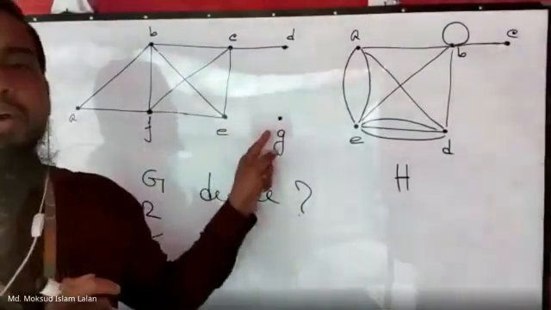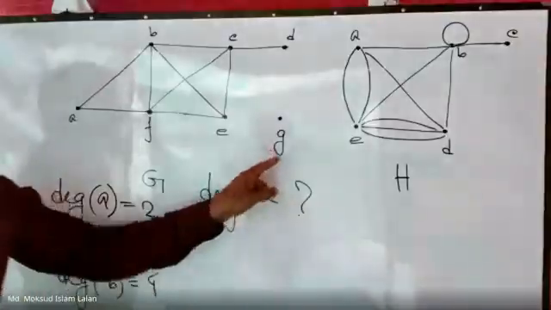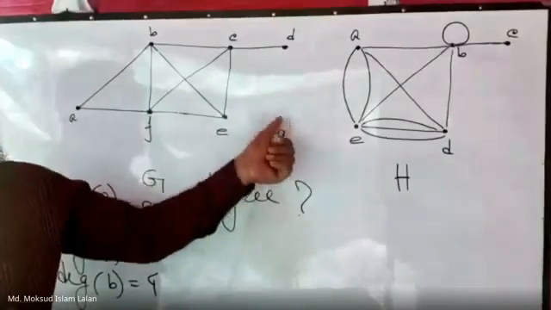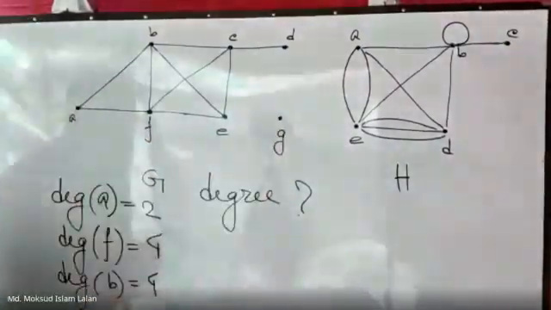What will be the degree of G, Rikta? 0, sir. How do you know the degree is 0? Sir, because there is no edge connected with G. Yes, there is no connection, right? So there are no adjacent edges. That's why its degree is 0.